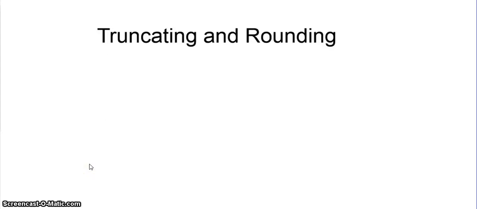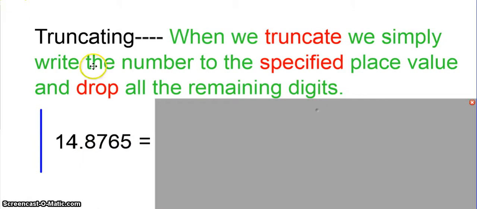Hey class, so today what we're going to be talking about is truncating and rounding numbers on a calculator and how to interpret them. Truncating means when we truncate, we simply write the number to the specified value and drop all the remaining digits.